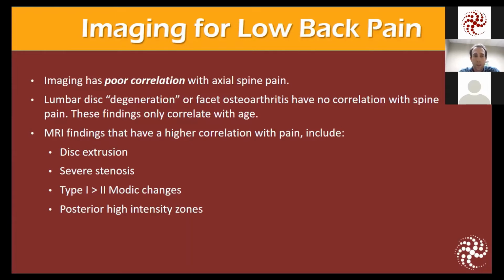On MRI, there are a few findings, though, that do have a higher correlation with pain. Listed below here: the disc extrusion, severe stenosis, motor changes, and posterior high intensity zones, and we'll talk about these in more detail later on.